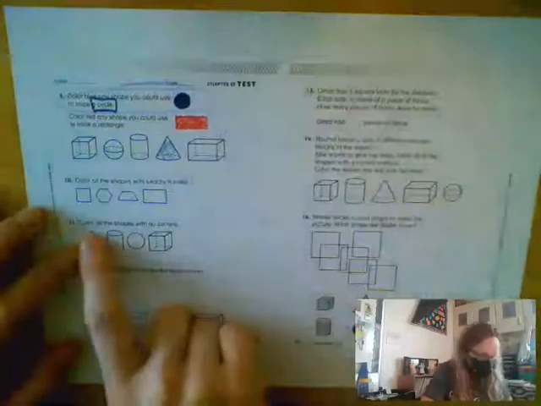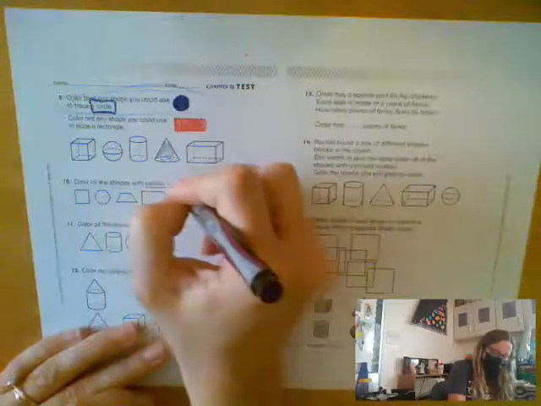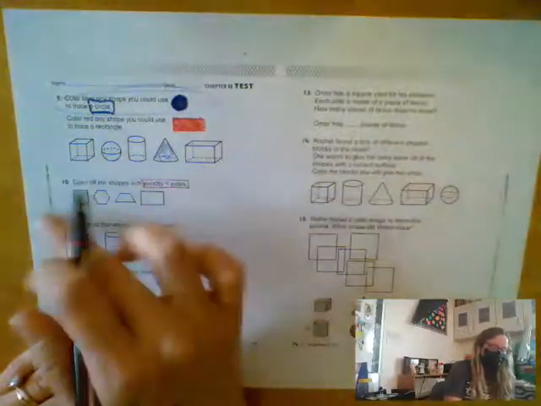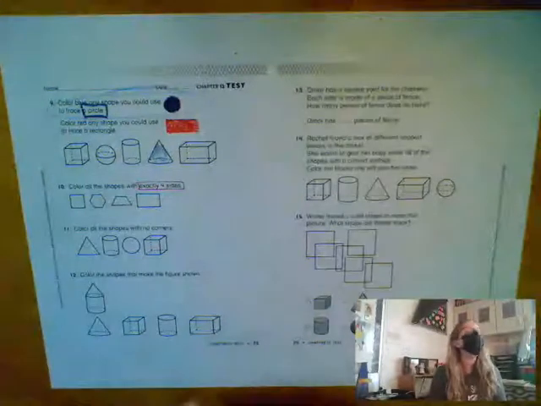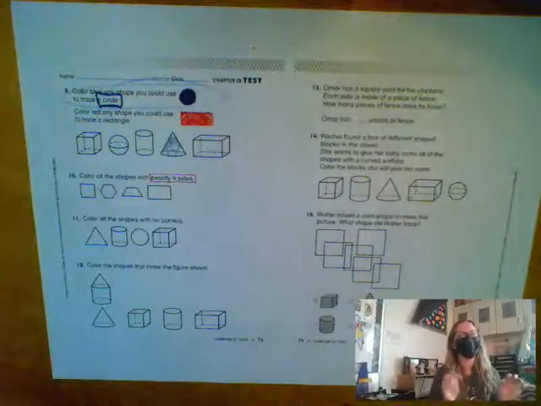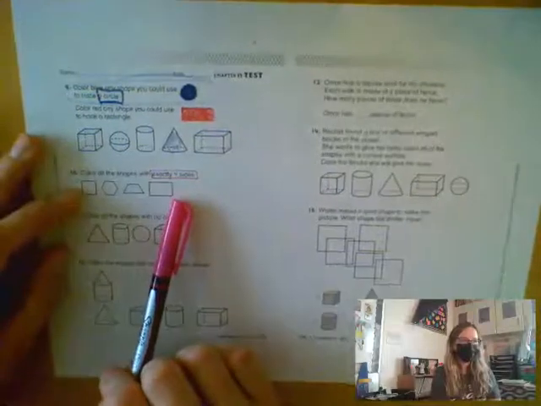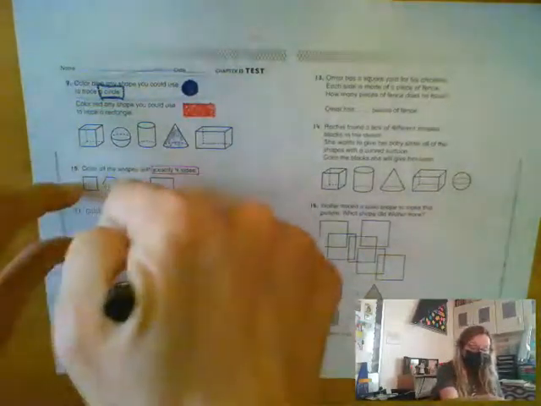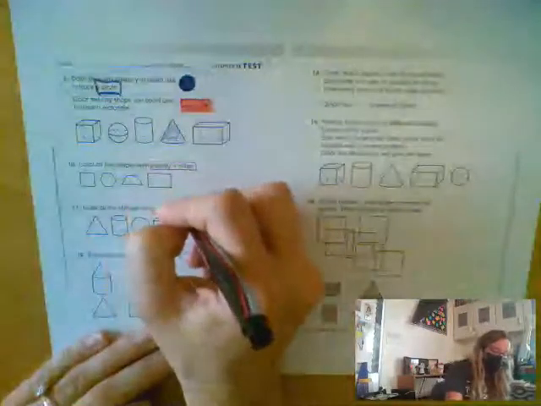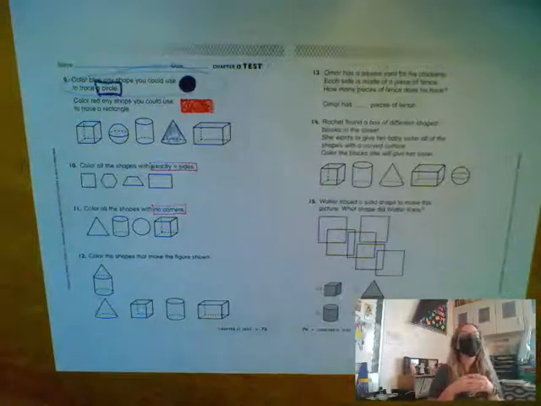Number 10 says, color all the shapes with exactly 4 sides. So if they have exactly 4 sides, color them. Not more than 4, not less than 4, exactly 4. Color the shapes that have exactly 4 sides. Then, number 11 says, color the shapes with no corners. So if you see a shape with no corners, color it in.